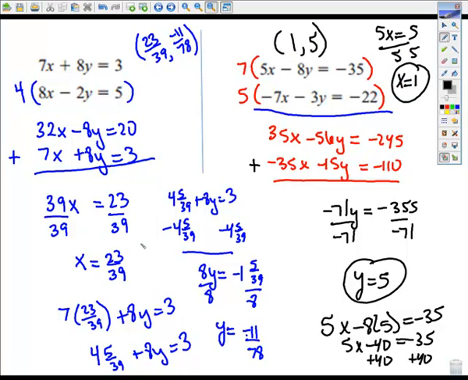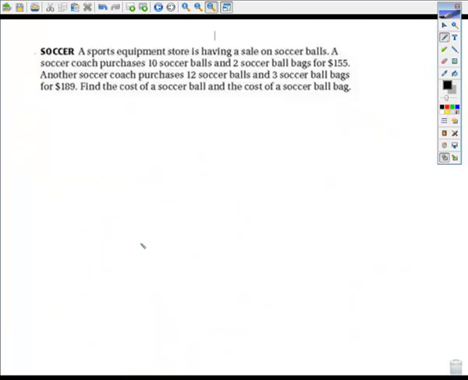I have one last one for you, and it does involve an application problem. A sports equipment store is having a sale on soccer balls. A soccer coach purchases 10 soccer balls and 2 soccer ball bags for $155. So we've got, we'll say he purchases the balls and he purchases the bags. I'll just do G for bags since it ends with a G. And he purchases 10 of the balls and 2 of the ball bags, and that's $155.